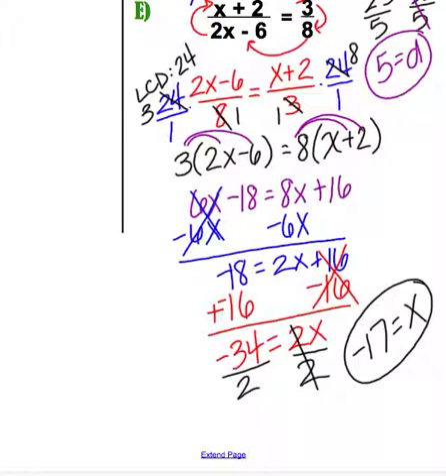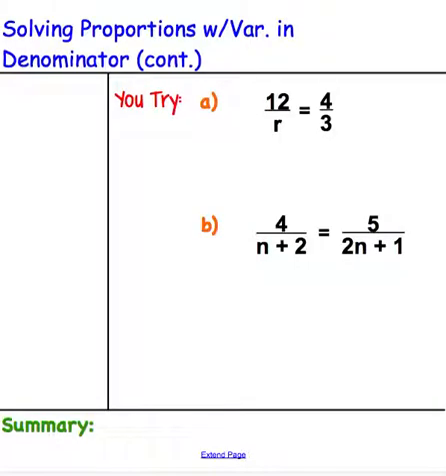Now I realize that last one was a little bit trickier. You won't see a whole lot of those on the homework. So now what you need to do is give the you try problems a shot. The first one is 12 over r equal to 4 over 3. The second one being 4 over n plus 2 equal to 5 over 2n plus 1.